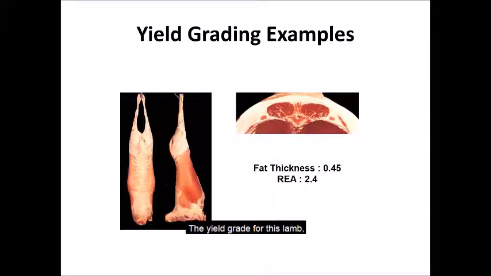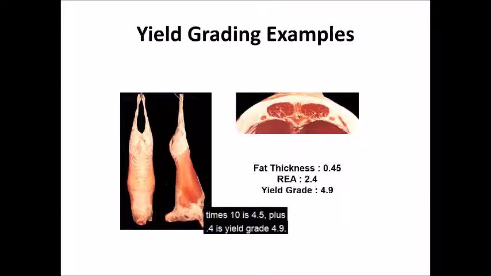Okay, the yield grade for this lamb: 0.45 of an inch of adjusted back fat thickness, times 10 is 4.5, plus 0.4 is yield grade 4.9. It just barely squeaked into yield grade 4 instead of becoming a 5, but it's almost there. And there'd be some evaluators, myself included, who might adjust that lamb into the 46 hundredths of an inch category just to get it into a yield grade 5, because this is a wasty, low yielding lamb.